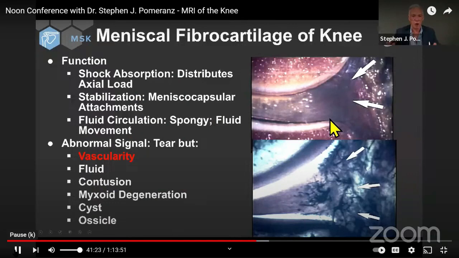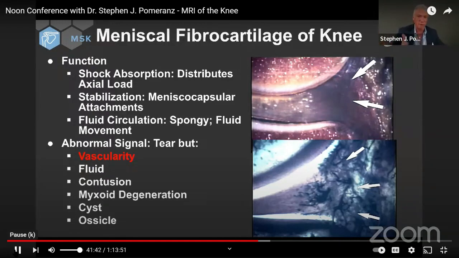Menisci are fibrocartilage-like. They're shock absorbers. They distribute axial load. They are stabilizers of the knee. Make no mistake about it. Many of your patients who come in say, my knee feels like it's going to give out, and the ACL is fine, the PCL is fine. It's the meniscus that creates that sensation.